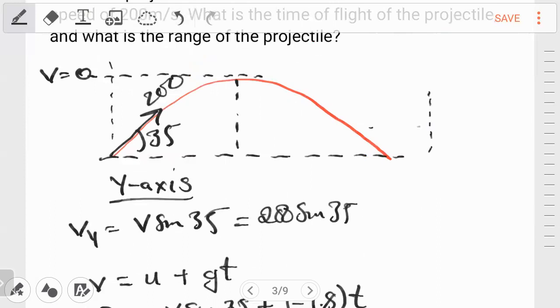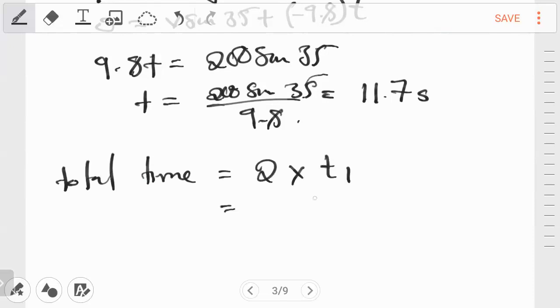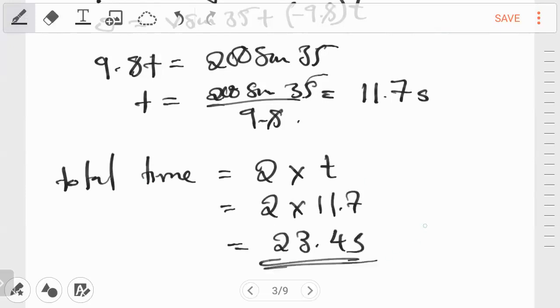To get the total time, I know it will be the same value of time for coming down. This will be the same again, t1. So to get the total time, all I need to do is multiply the value I've found by 2. So the total time of flight will be equal to double the t1. I didn't label it as t1, so just say double the t. This is going to be 2 times 11.7, and this gives me 23.4 seconds. But again, I want to emphasize, this is only for when it falls to the same level.